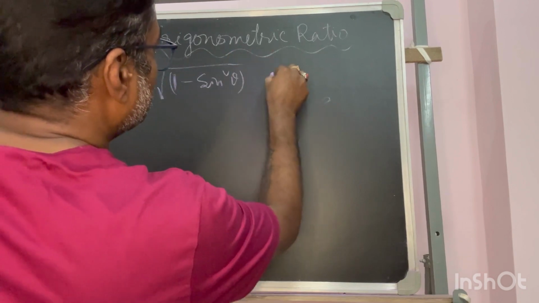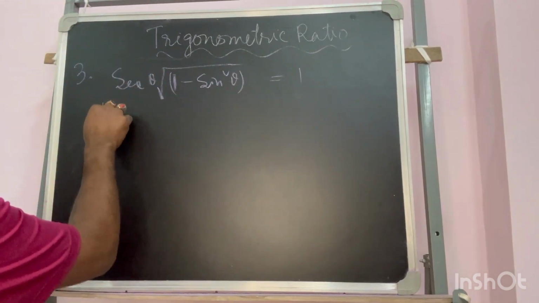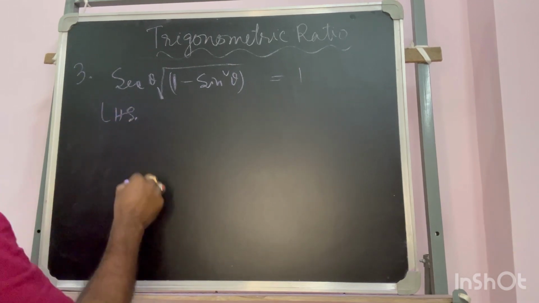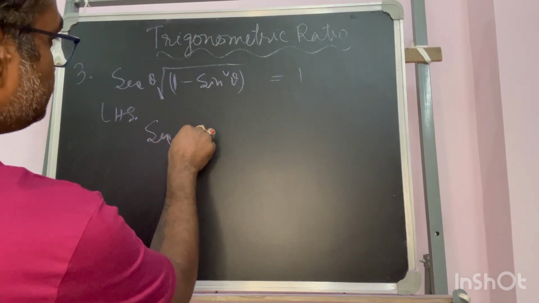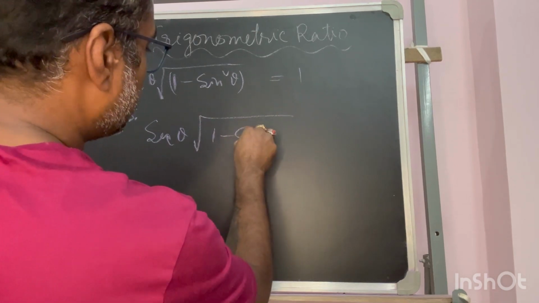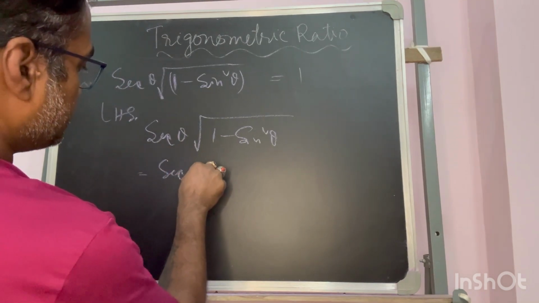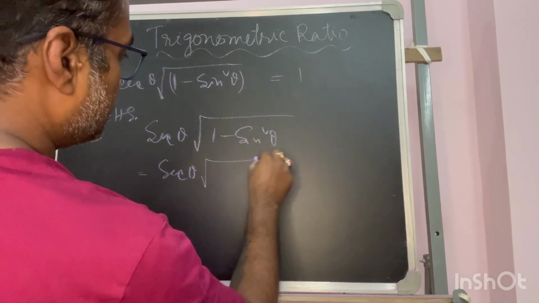Sin square theta, that you have to prove 1. Okay, let me start with the left hand side. This is sec theta, now multiplied by 1 minus sin square theta. So this is a bit easy. By seeing, you can predict what we have to do.